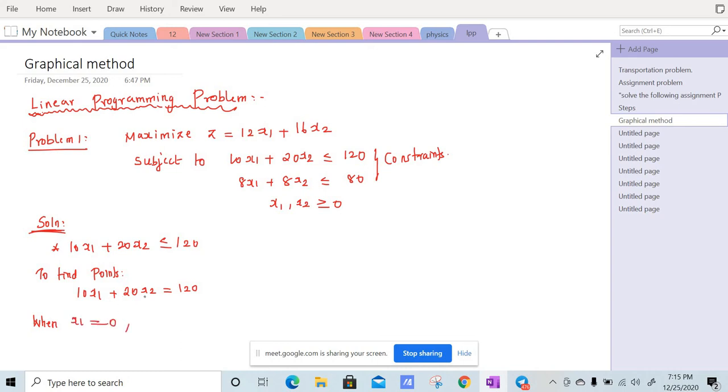now we will draw the graph of this function. So what happens when x1 is equal to 0? So what will be my x2? So 10 into 0 plus 20 into x2 is equal to 120. So this implies x2 is equal to 120 by 20, which is 6, right? Which is 6. That means 0, 6 is 1 point in the graph.